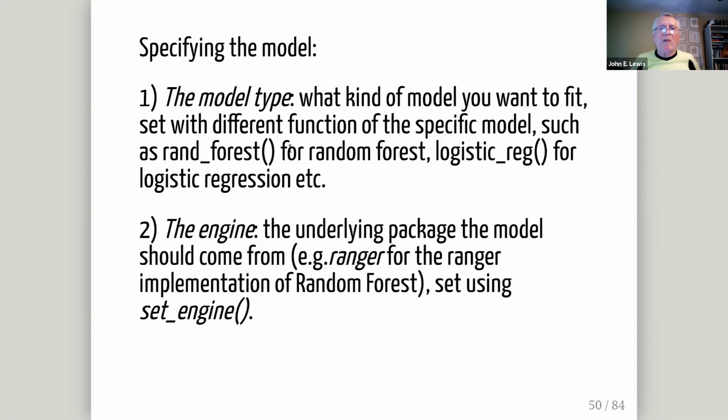So how do you specify a model under Parsnip? Well, there are four things that you must do in terms of specification of the individual model. The first, obviously, is the model type. If we're going to use a random forest, or a logistic regression or a lasso model, whatever it is, we have to specify the name of that particular model type.